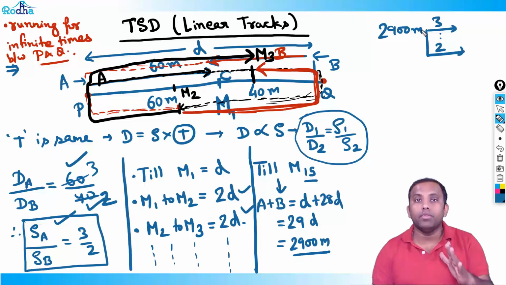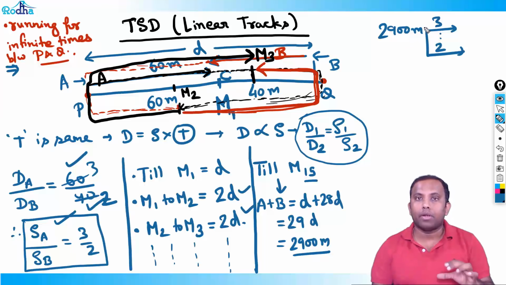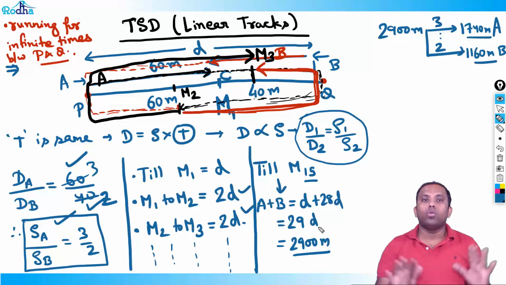2900 to be divided in 5 parts, one part is 580. So 3 parts is 580 into 3, that is 1740 meter. This is the distance traveled by A. What is 2 parts? 580 into 2, that is 1160 meters. This is the distance traveled by B. That's the answer, and this is the whole concept.